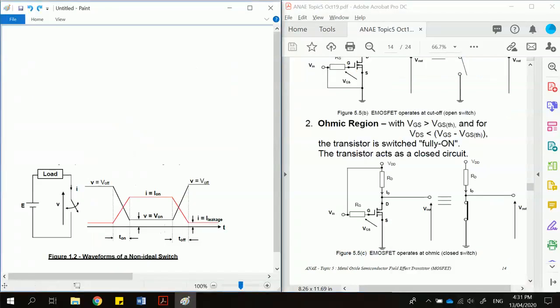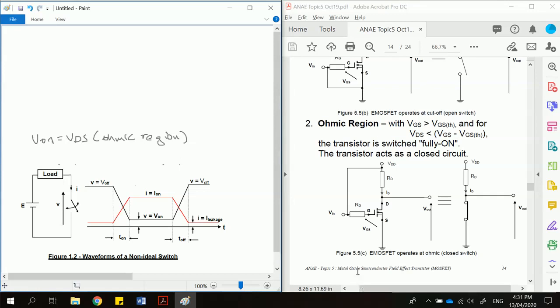So when we are talking about V on over here, it will be our VDS in the ohmic region. Sorry for my handwriting. VDS is equal to your V on at the ohmic region. So whatever value that appears, it will be on the graph itself.